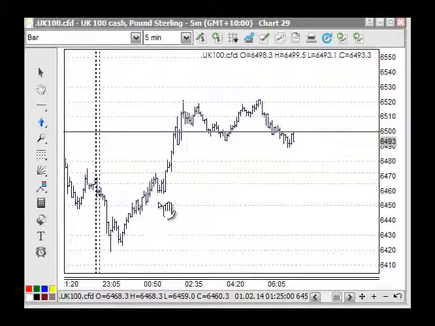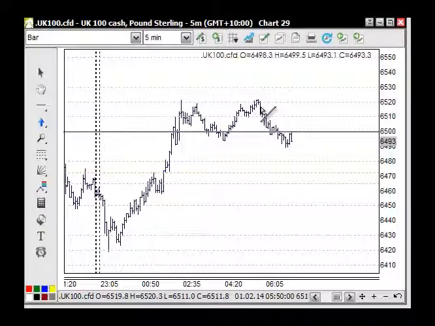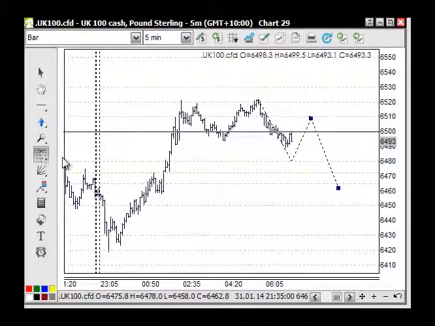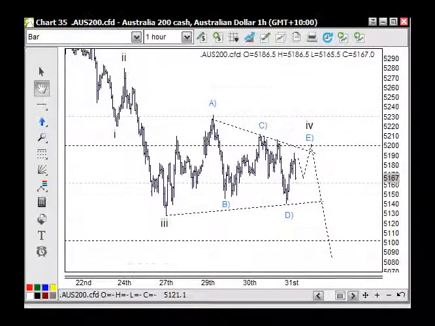But you can see that we've got a nice third wave in here, a fourth here and a fifth here. So we'd be looking for the A wave may not be finished yet, a B wave and a C wave could pull back to the 61.8% mark. And this is the same for the ASX 200 as well.